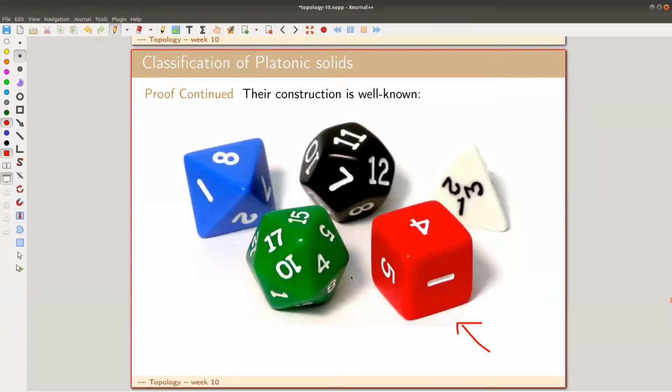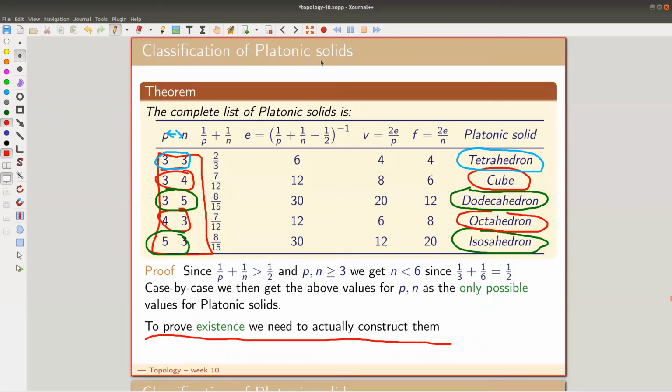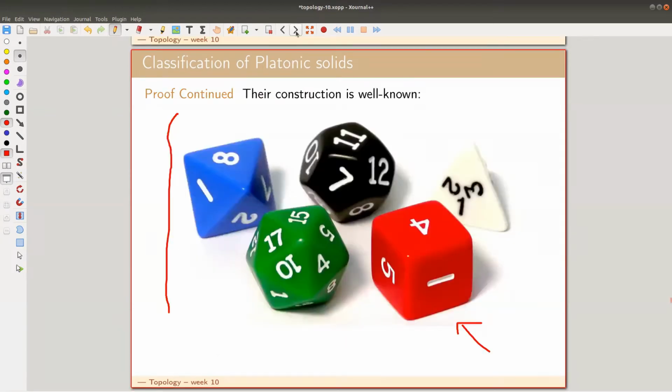Sure, we need to build them, but that's not so hard. The point is that there can't be any other platonic solids, right? If you just thought about it yourself for a while, you would come up with those 5 surfaces here. But to show that there are no others is absolutely not trivial. And this was actually a pretty nice proof, just using combinatorics or numerics of the Euler characteristic itself.